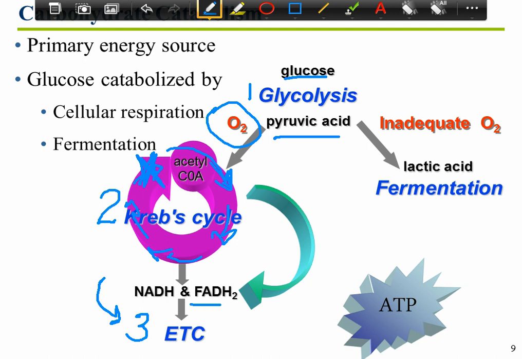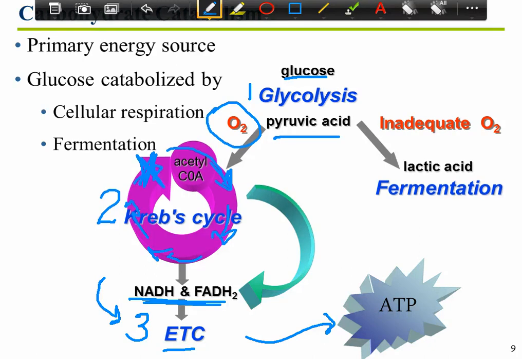And the main thing we want out of the Krebs cycle are these reduced electron carriers, NADH and FADH2. Now, these are involved in the electron transport chain, which we'll talk more about. And the result is the production of a bunch of ATP. That's aerobic respiration, or cell respiration.